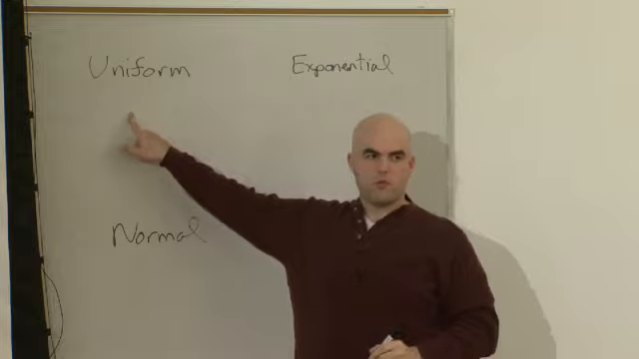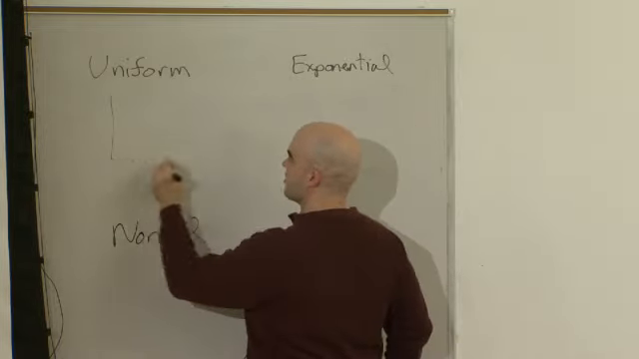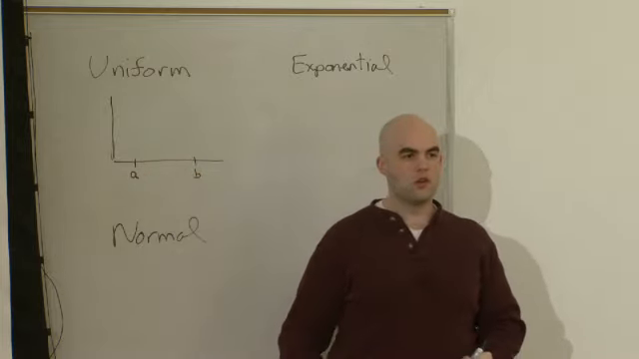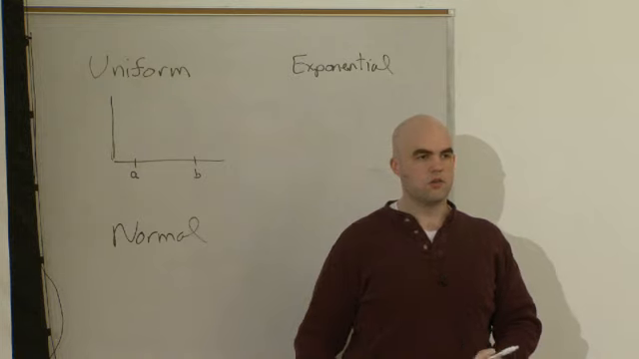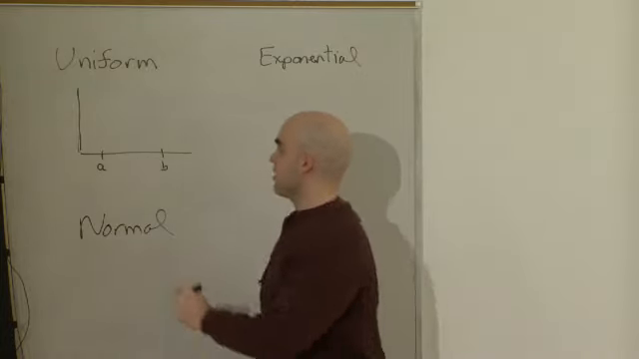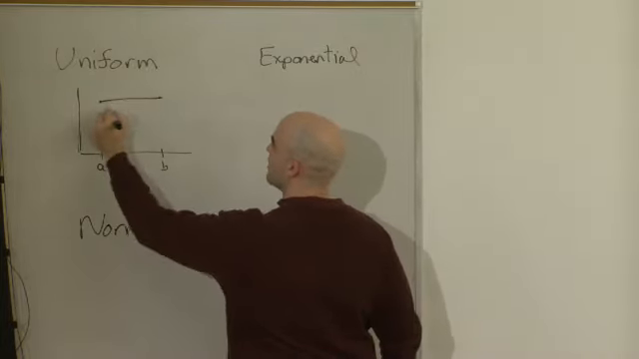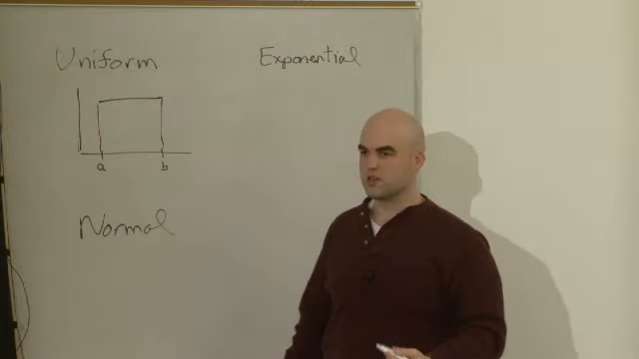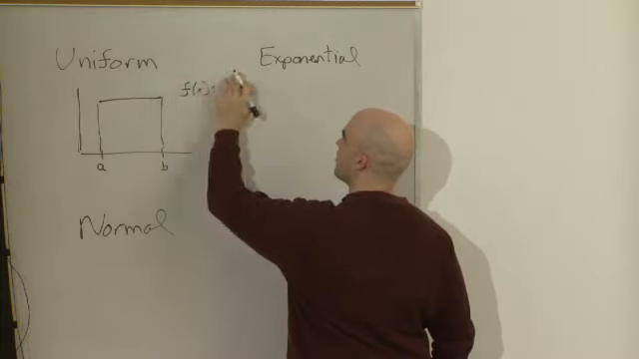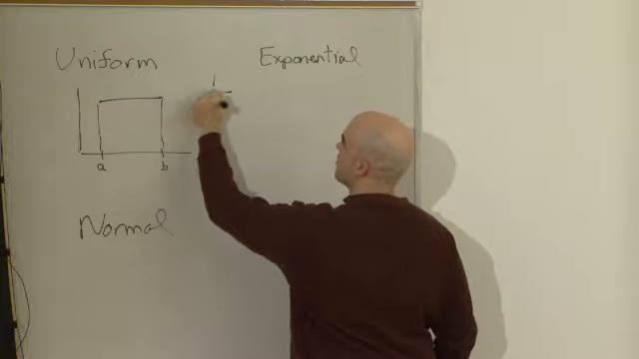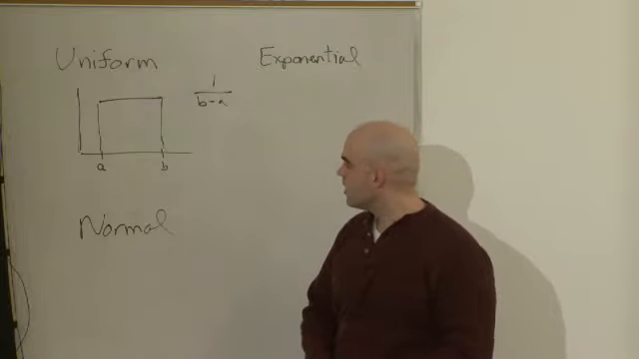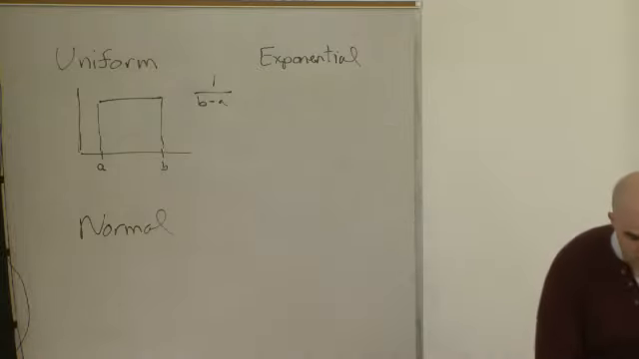So for uniform, what would this look like if I were to plot this as a histogram? And I have endpoints A and B. Straight line. So it's going to be a horizontal line, right? And if we were to look at the function for this, actually, the probability would be 1 over B minus A for all points between A and B. So let's look at this graphically.